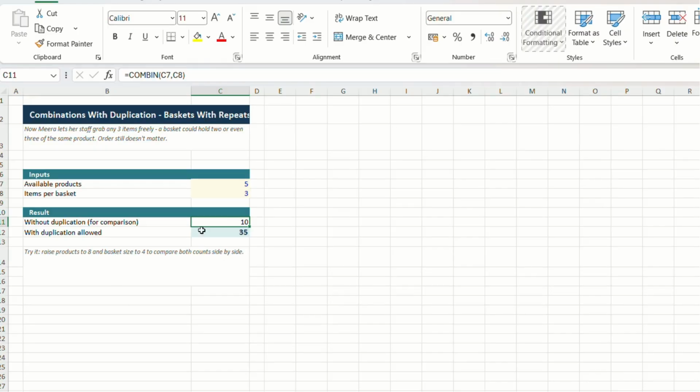And this combination increases slower than permutations, because in permutation order matters. In combination, order doesn't really matter.